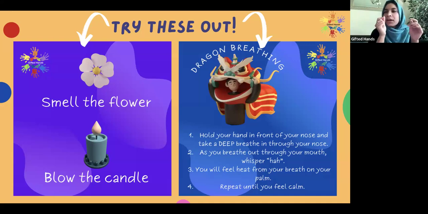Tell them to take a flower and ask them, can you smell it? He or she is going to say, okay, that's breathing in. Now you give them the candle. Can you blow the candle? That's breathing out. So you're indirectly teaching the child to breathe in, breathe out.